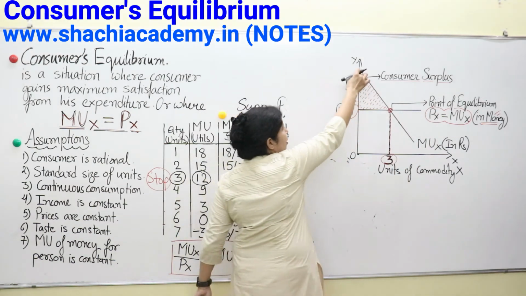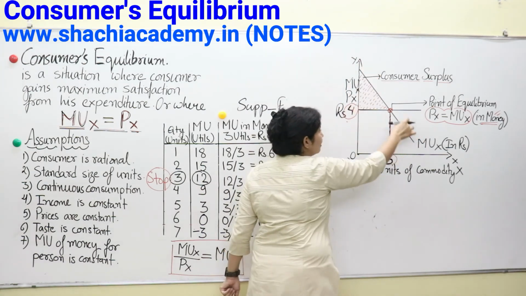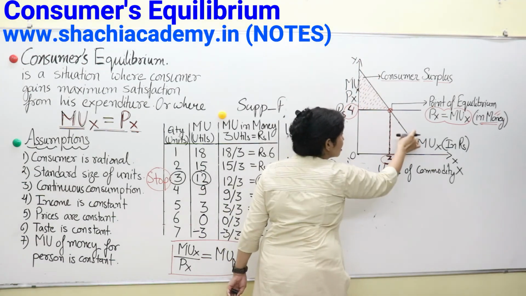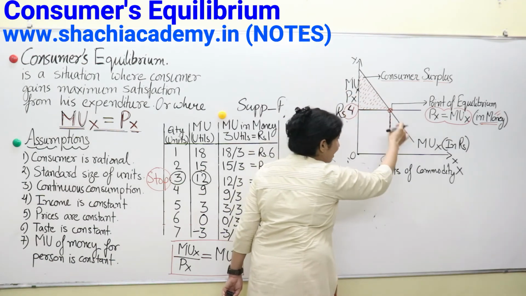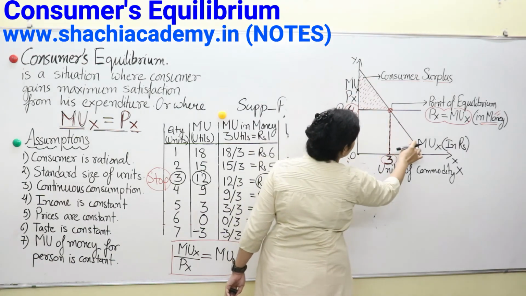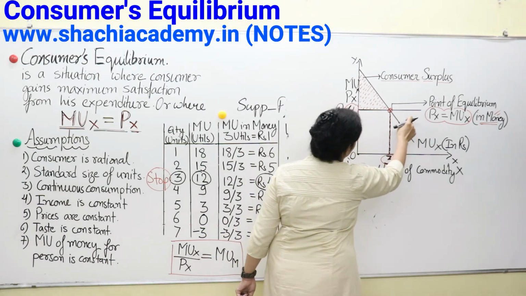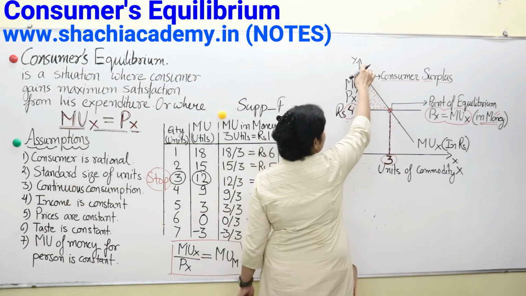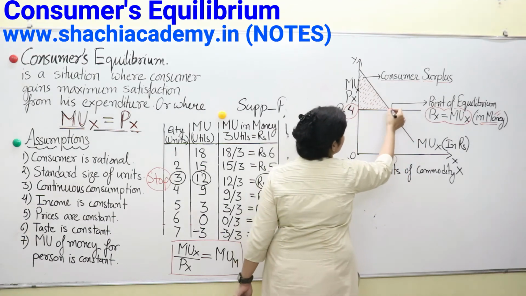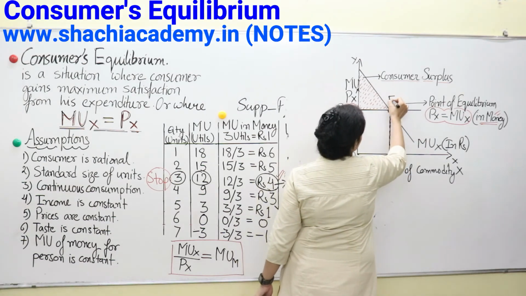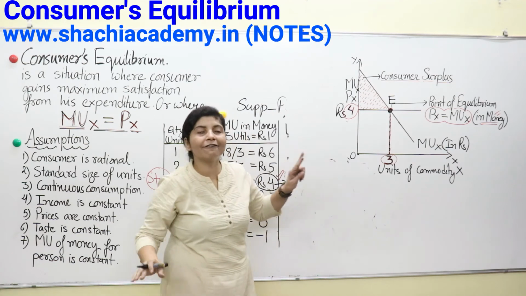So here this curve is like a demand curve. It is a negatively sloped curve. It's moving down. Slope is negative. Now, this price line intersects with this marginal utility line at this point. Suppose you name this point as E. That is the point of equilibrium.